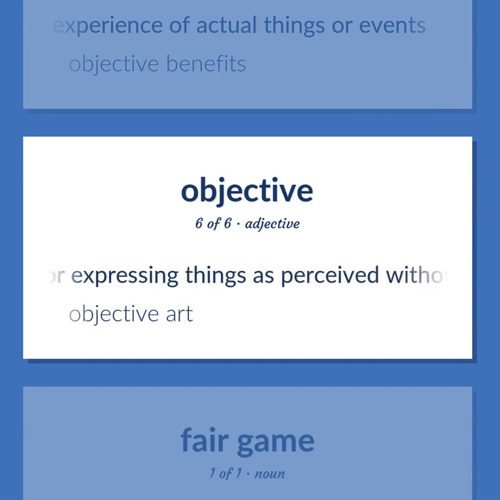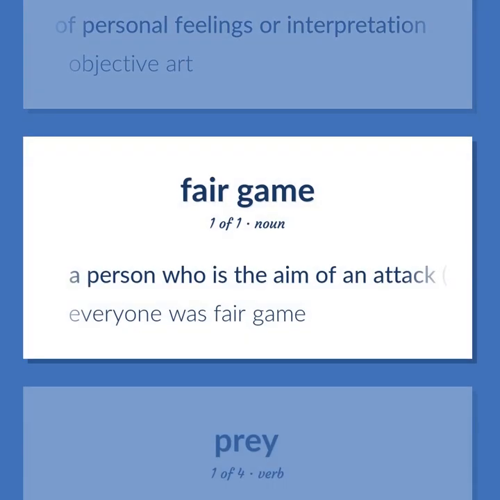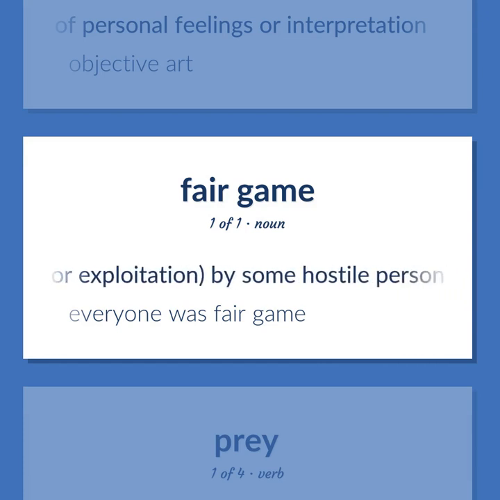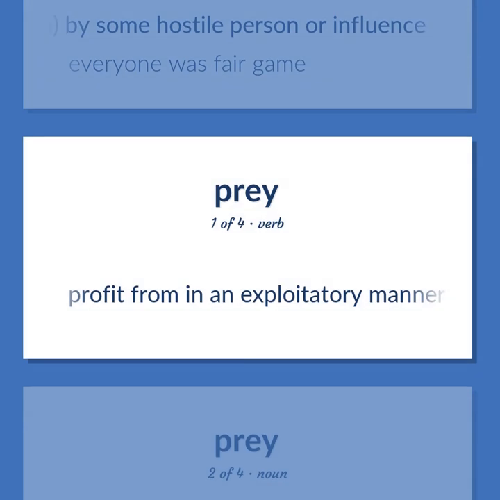Emphasizing or expressing things as perceived without distortion of personal feelings or interpretation. Objective art. A person who is the aim of an attack, especially a victim of ridicule or exploitation, by some hostile person or influence. Everyone was fair game. Profit from in an exploitatory manner.